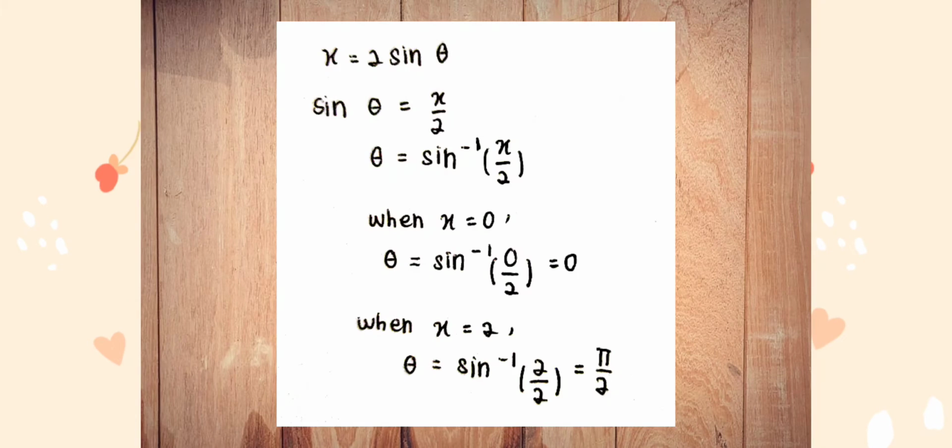Ini adalah cara bagaimana nak mencari limit with respect to the theta. X equal to 2 sin theta. Sin theta equal to x over 2. Theta equal to sine inverse x over 2. When x is 0, theta will be 0. When x equal to 2, the theta will be pi over 2.